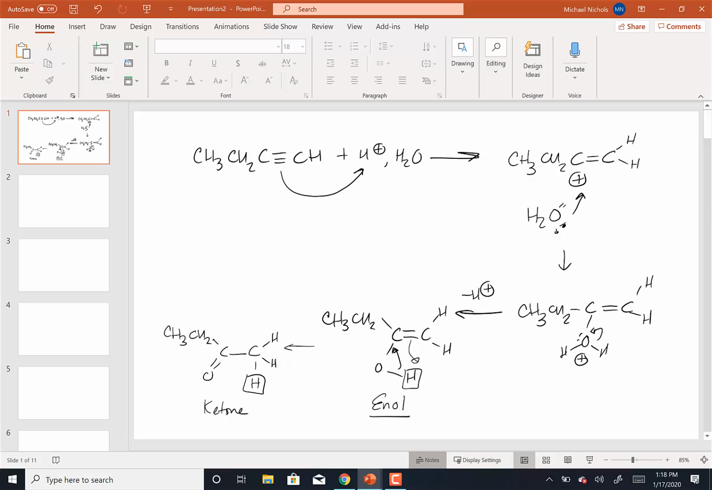So is the arrow, let's say, breaking the double bond, is that going? Yes. It's being used to form that CH bond.